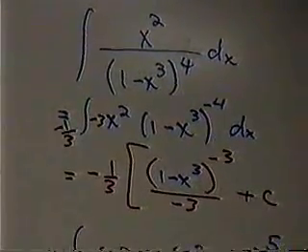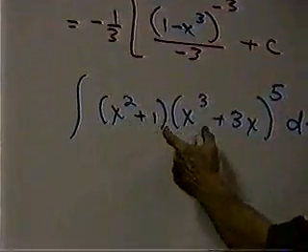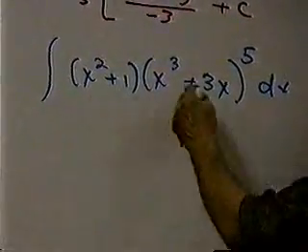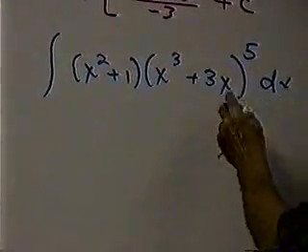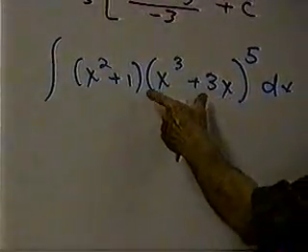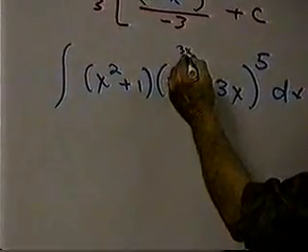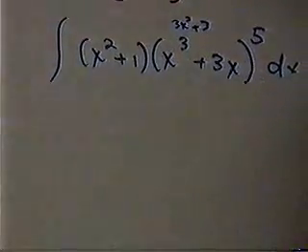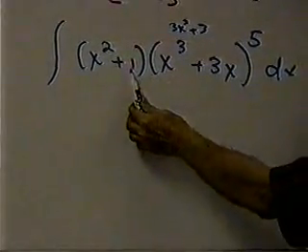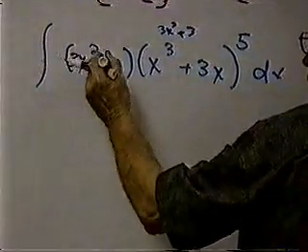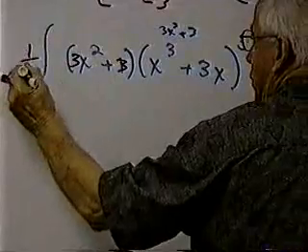Okay, so take the next example. Have a parenthesis. Derivative of that is a 2x. No, I got more than that, so that's no good. The derivative of this is 3x squared plus 3. 3x squared plus 3. Hey, that's close. So what I'll do here is multiply this by 3 and put a 1/3 out in front.